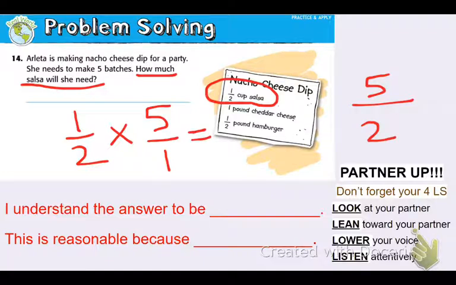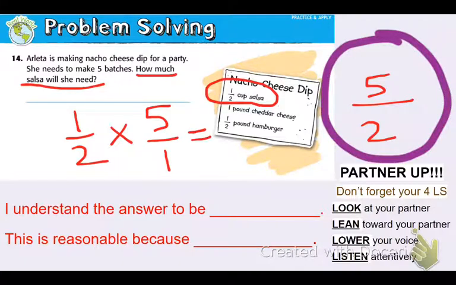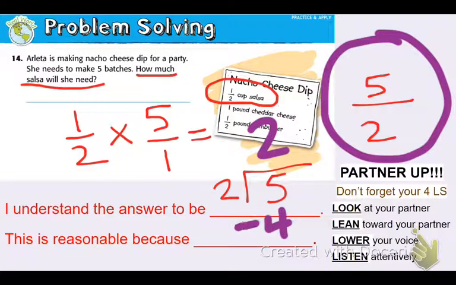Step 3, simplify your fraction. That improper fraction, you can change it to a mixed number or a whole number by dividing. How many groups of 2 can I make out of 5? I can make 2 groups of 2, and I have 1 left over. So that 1 becomes my numerator, the top number of my fraction. And then my denominator will stay the same, 1/2.